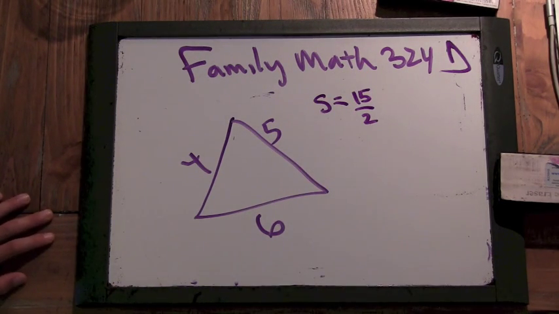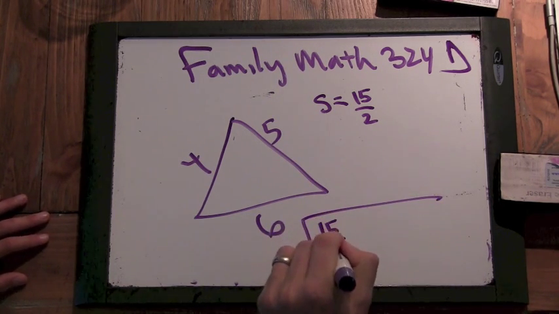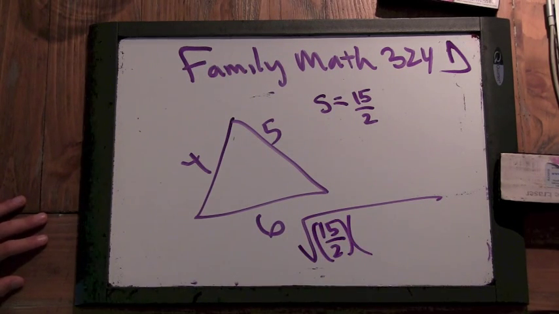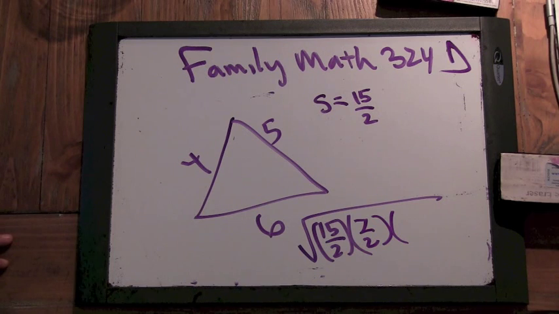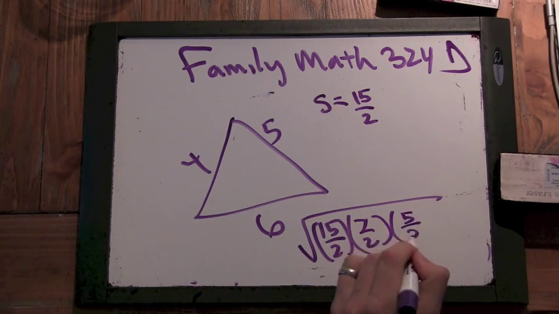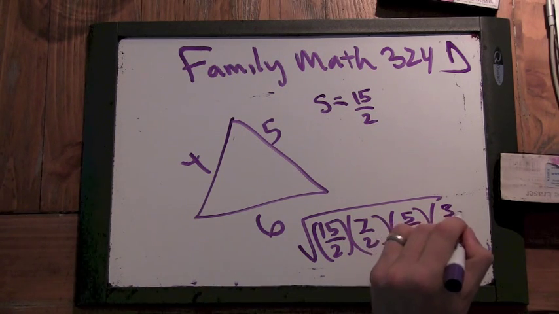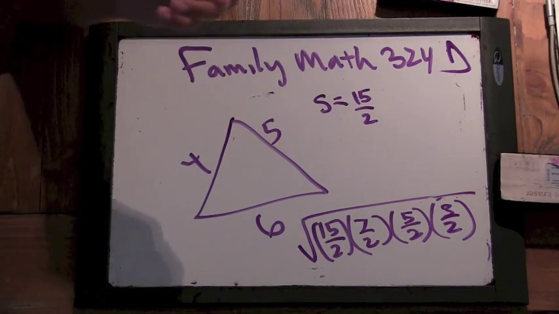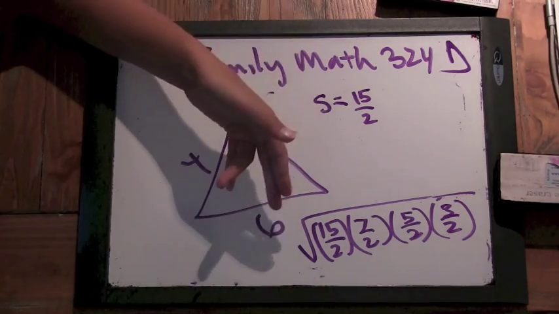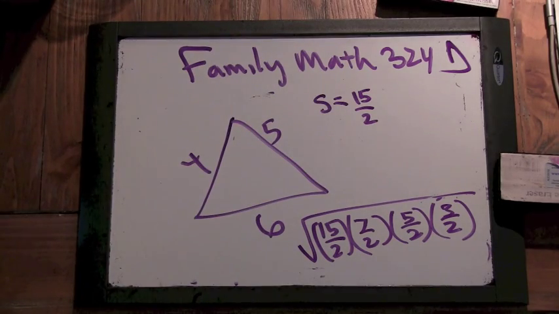So then we can do S times, so 15 halves times, well, 4 is 8 halves, so 7 halves left. And then 5 is 10 halves, so 5 halves left. 6 is 12 halves, so 3 halves left. So what do you notice can simplify in this? Well, all the over 2's multiply to be over 16.